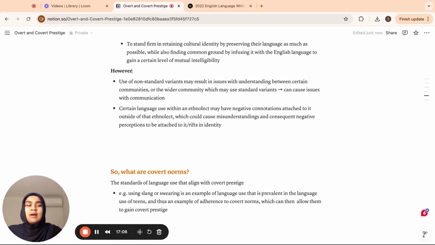Very similar to how overt norms are the standards of language use that align with overt prestige, it's the same thing here, but it's covert. So the standards of language use that align with covert prestige is what we can define as covert norms. An example of this is if you think about how teens use their language, there's things like slang or swearing, and by using that kind of language, you're signifying, as the person that's using it, that you are adhering to that specific way of speaking, a specific idiolect, a specific sociolect, or that ethnolect. And so you're adhering to those covert norms, which when you speak that ethnolect or idiolect or sociolect, within that community that also uses that same variant, you gain, or that language gains, covert prestige.